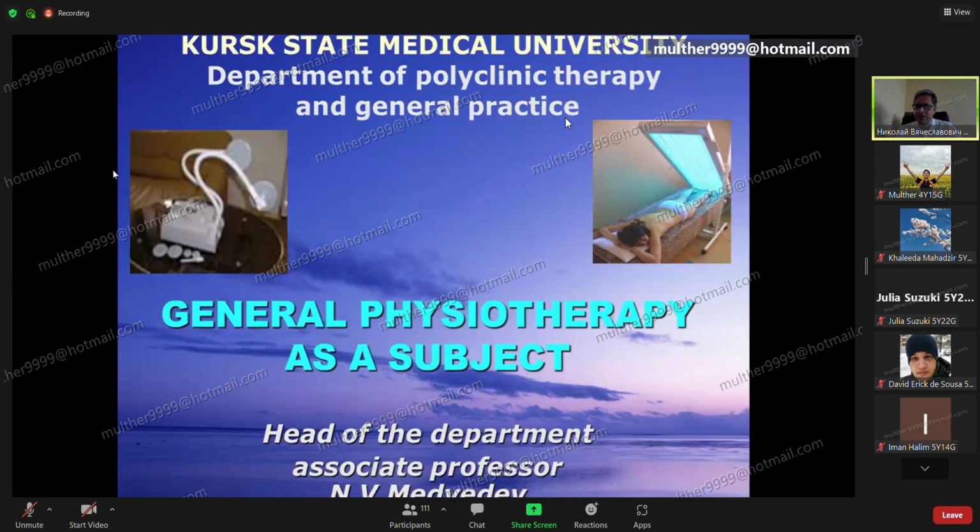During 5th year in both semesters, you will study polyclinic or outpatient therapy. On the 6th year of education, you will study general practice, also in both semesters.